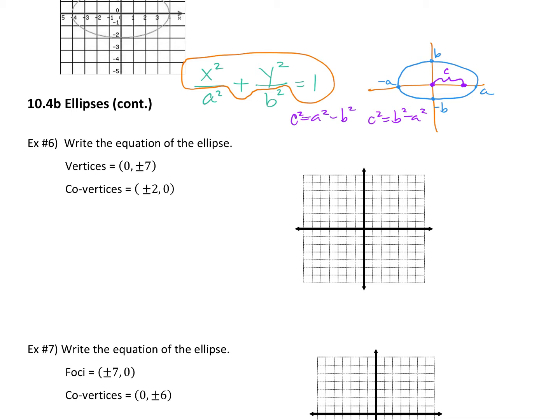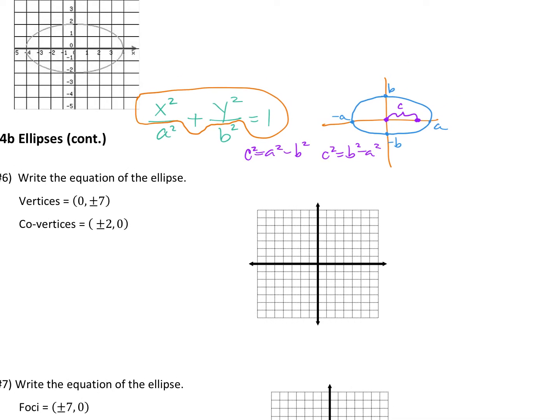We'll play into that a little bit with what we do today. This first one says write the equation of the ellipse, and they give you vertices and co-vertices. You do not have to graph this, but if you want to, you are welcome to, just to give you a visual. So I'll plot these points. The vertices are at 0, 7 and 0, negative 7, so you go up 7, 1, 2, 3, 4, 5, 6, 7, and negative 7. Those are your vertices. The co-vertices are at plus or minus 2, 0, so 2 to the left, 2 to the right. Your general ellipse shape would look like this. But really you don't need to graph this one.